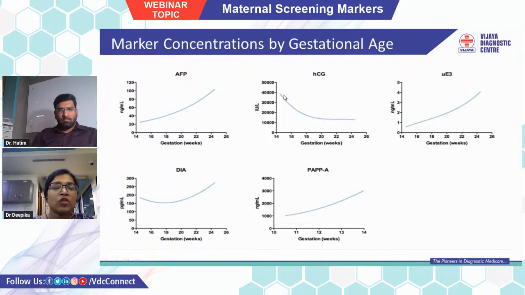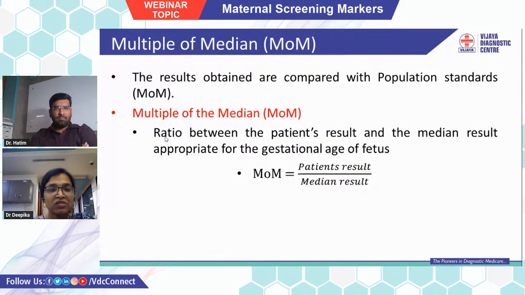So, depending upon the concentrations, based upon the gestational age, a median will be established, and it is calculated as MoM. MoM is multiples of median. That is, it is the ratio between the patient result and the median result for that particular gestational age.